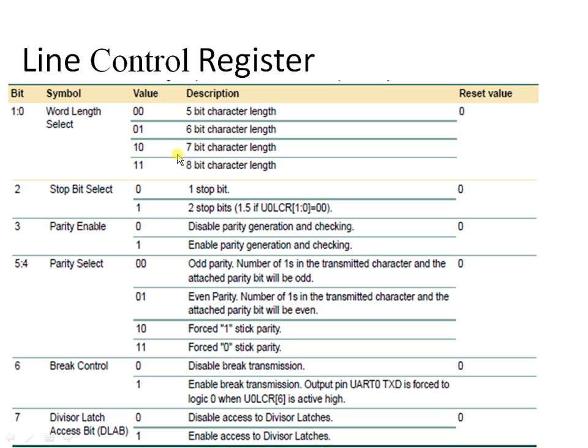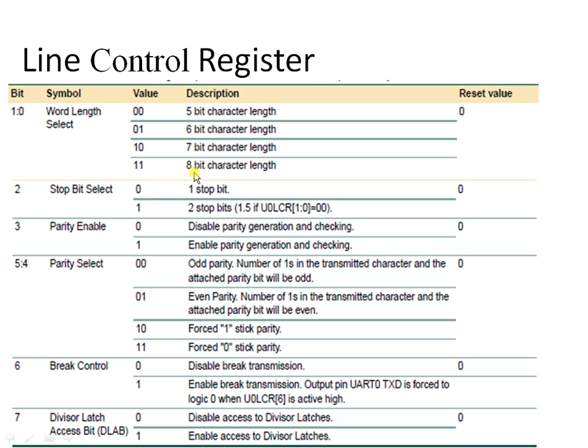If it is 1 0, 7 bits. If it is 1 1, you are using 8 bits for representing a single character. In most applications we use this 8-bit representation. Why? Because 8-bit representation is nothing but ASCII format. Most applications use ASCII format, so that's the reason in most of the applications they use ASCII format representation.